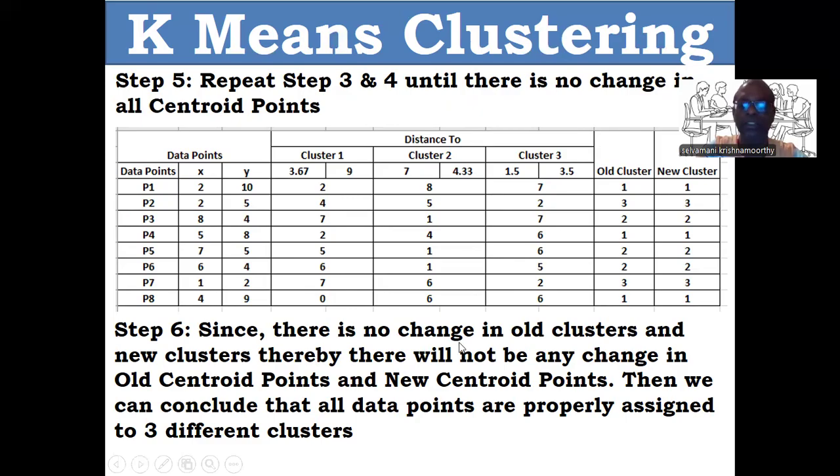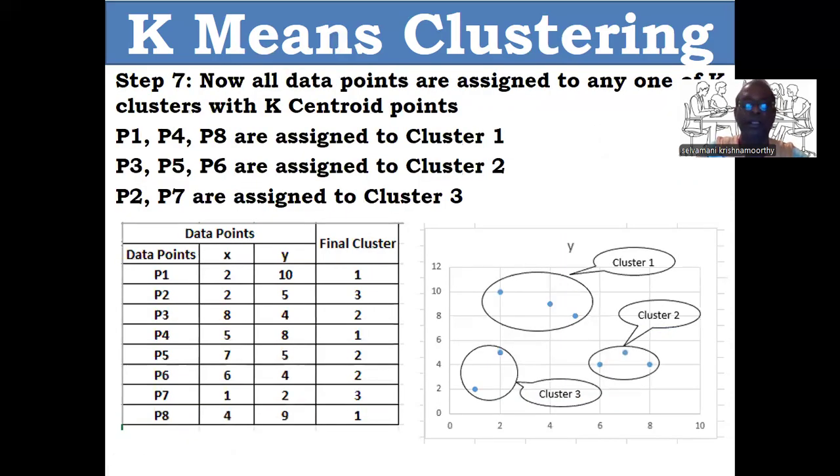Since there is no change between the old cluster and the new cluster, there will not be any change between the old centroid point and the new centroid point, because whatever centroid point we found with the help of the old cluster is equivalent to the new cluster. Then we can conclude that all data points are properly assigned to three different clusters. Now let us consider this new cluster as the final clusters. That means all data points are assigned to one of the clusters with k centroid points.